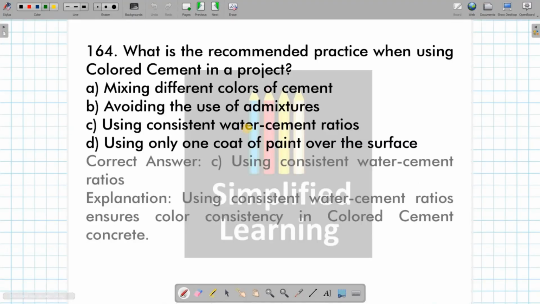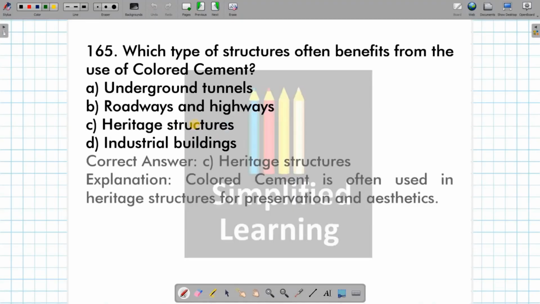Then what is the recommended practice when using colored cement in the project? Using a consistent water cement ratio, because it is going to give out the exact color which is required for that specific structure. Okay, using the consistent water cement ratio. And which type of structure often benefits from the use of colored cement?